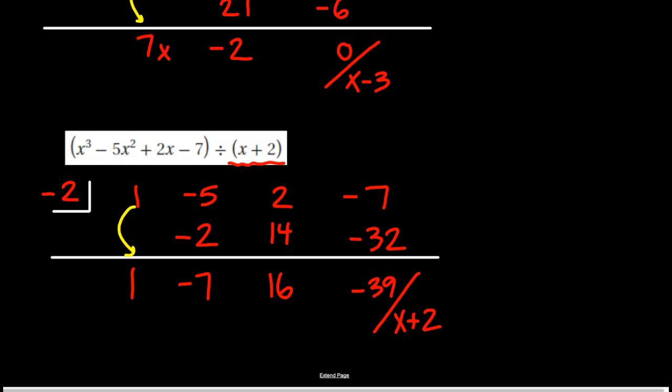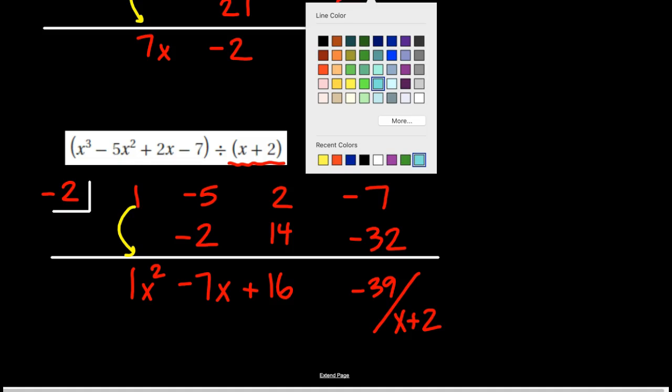Working your way back to the left, this 16 is the constant. The -7 is the linear term, so we put an x there. And the 1 is the quadratic term, so we put an x squared there. Right? If it's positive, that's a plus. I mean, how slick is that?